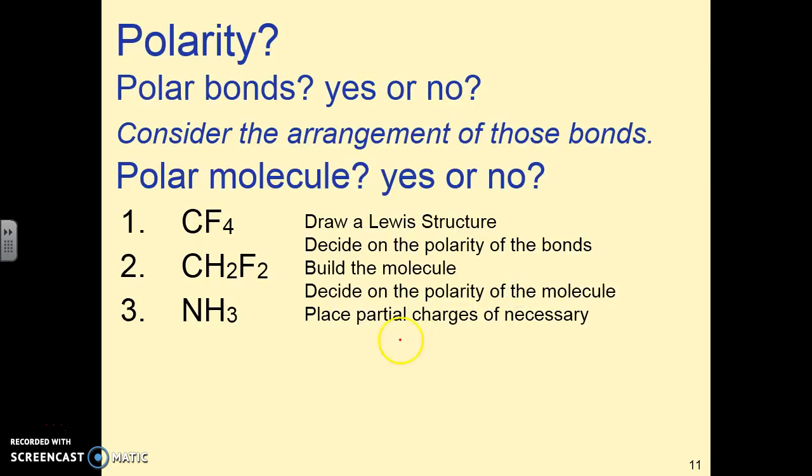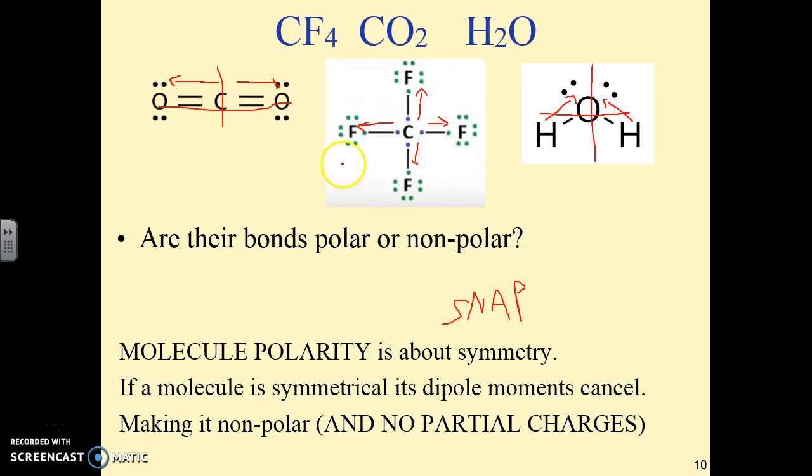Okay, so when deciding if a molecule is polar, you have to draw the Lewis structure, look at the polarity of the bonds, and then decide on the overall polarity of the molecule, and then place partial charges if they're necessary. So, for example, this is overall nonpolar, so it should have no partial charges. So there should be no partial charges here.